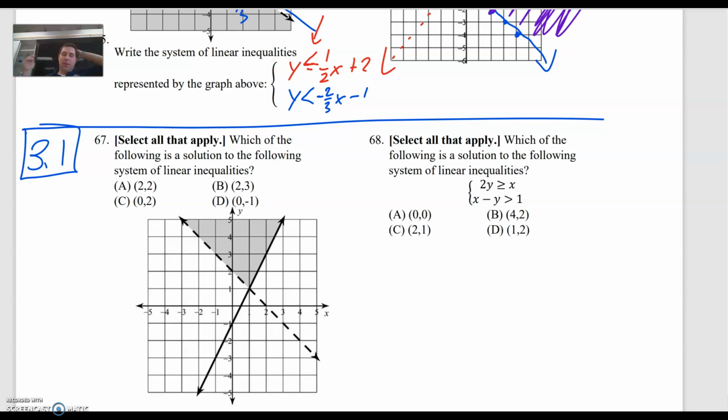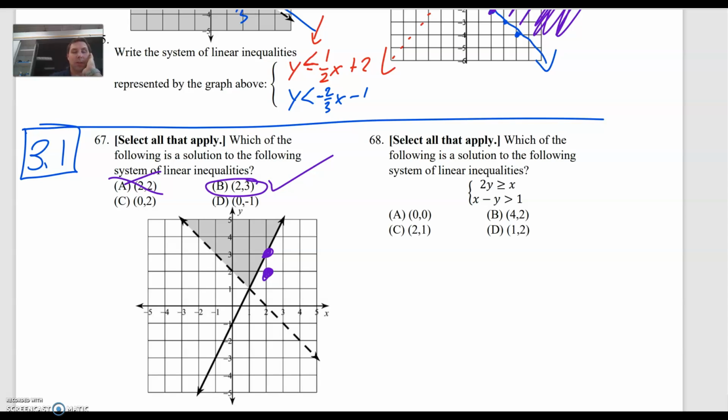So these, they're asking you to identify which of the following are a solution to the system of linear inequalities. So if we take a look at this coordinate 2, 2, if I were to go to x is 2, y is 2, it would be right here. Notice that point is not in the shaded region, and the shaded region is where our solutions work for both, so therefore that is not a solution. Let's go to B, 2, 3, so I go to x is 2, y is 3. This one's on the line, and that line is solid, so therefore this would be a solution. We're good.